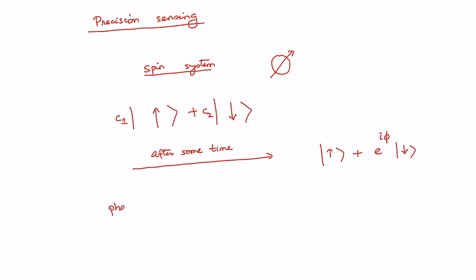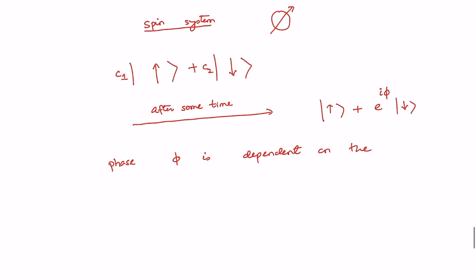This phase phi is very sensitive to the magnetic field. In fact, phi is dependent on the strength of the magnetic field. So you can calculate the magnetic field, because the phase is directly proportional to the magnetic field. So if you measure the phase shift, then you can measure the magnetic field. Now this phase is extremely sensitive and it is prone to fluctuation very easily.